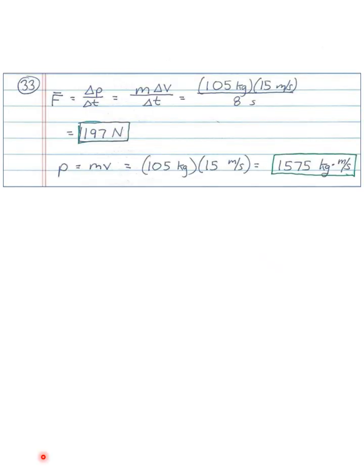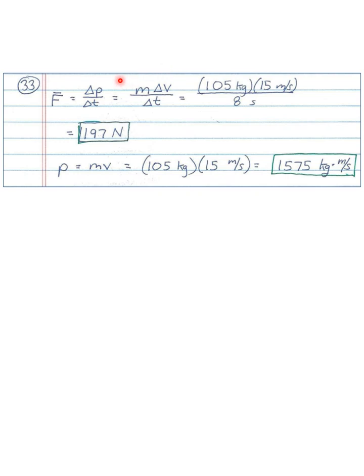Number 33, what minimum force is needed to accelerate a bicycle and rider with a combined mass of 105 kilograms to 15 meters per second in 8 seconds? What is the system's momentum at that time? So this involves the relationship between force and momentum. It's actually the more generalized version of Newton's second law, that the average force is the change in momentum over the time. And since masses are given and velocities are given, let's turn that delta P into m delta V.